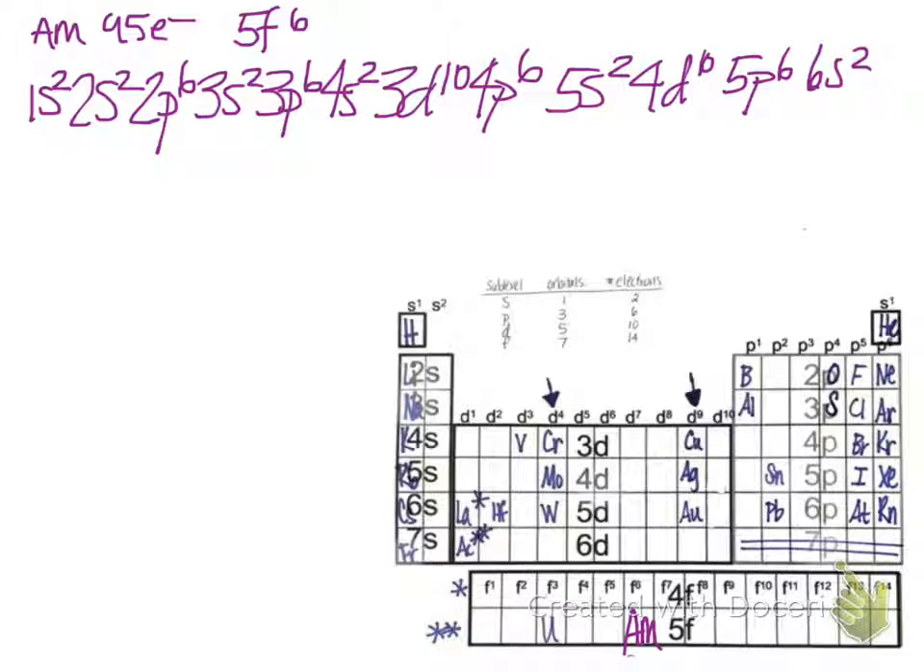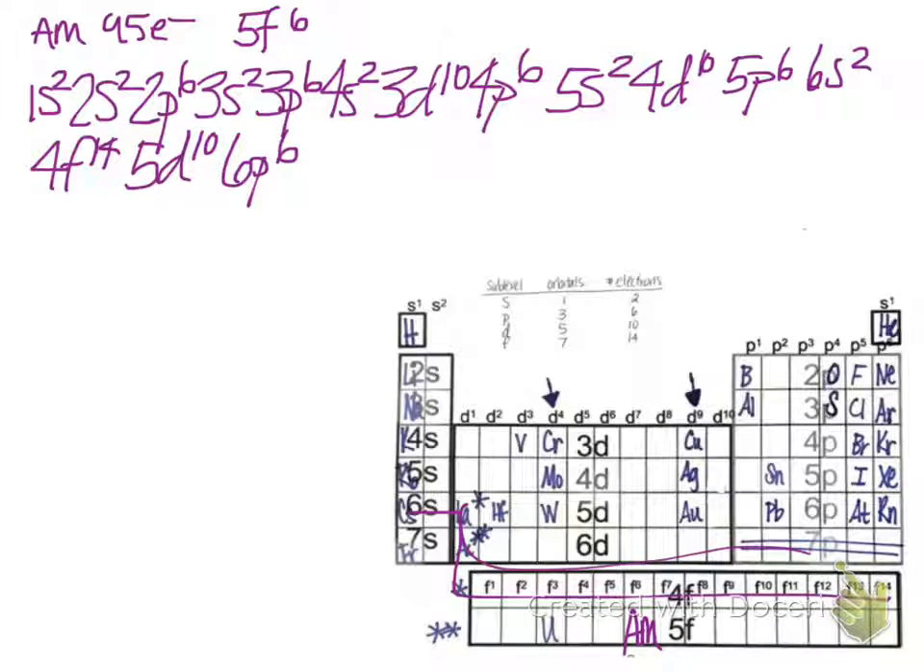6s2. No. 4f14. Yeah, I got to come down here and pick up these F's. So it'd be 4f14. Now I go back up here, 5d10, 6p6, 7s2, and I'm going to stop you there.